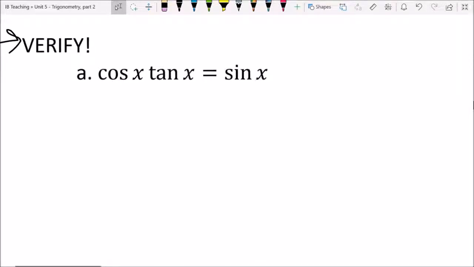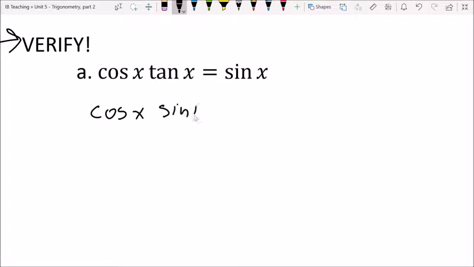So let's try this first one. Okay, the first trick was write everything in terms of sine and cosine. So let's do that here. So I have cosine x, tangent is sine x over cosine x. And then it looks like cosine can cancel on top and bottom. So what am I left over with? Sine x.